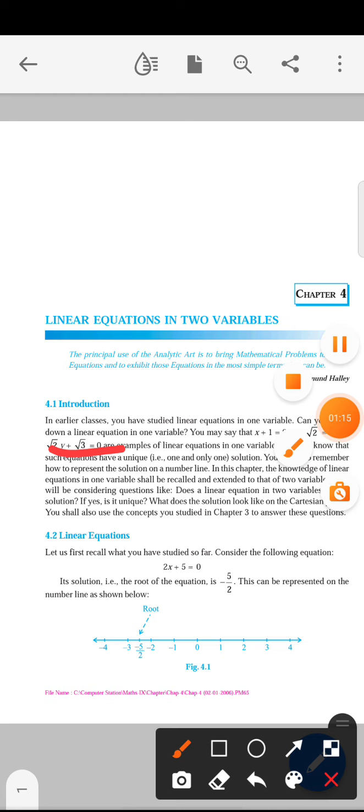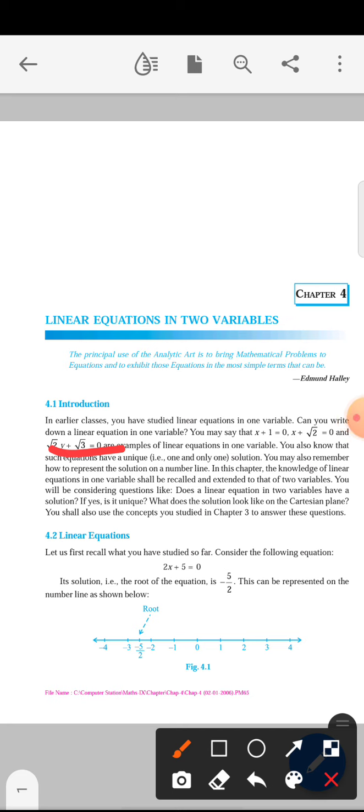Okay, in last classes you have learned about the linear equation in one variable, but now you have to learn about the linear equation in two variables. So this linear equation shows the relation between these two variables, and from these linear equations we have to find the values of these variables.